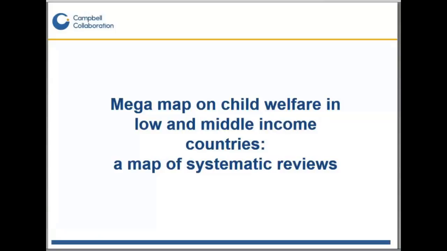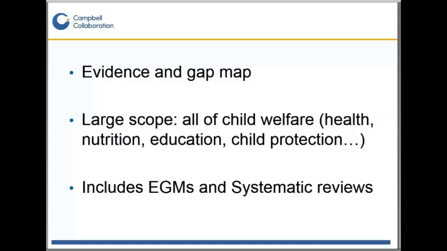The second innovation, actually was the first, because this is the first one we did, is the mega map on child welfare. Again, I've mentioned this. So it's the evidence and gap map has a large scope. So mega map, the map has a very broad scope. This has a large scope of all of child welfare, health, nutrition, education, child protection, and so on. And so it doesn't include primary studies, because again, there would be thousands of them, particularly in health. It only includes other maps and systematic reviews.